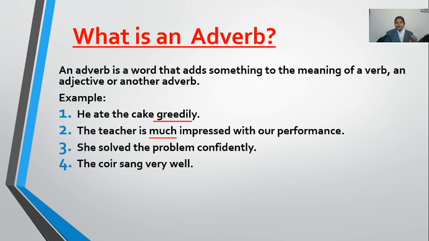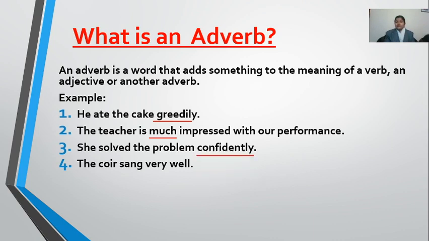Okay, now look at the third sentence. She solved the problem confidently. How has she solved the problem? How it was solved? Confidently. Okay, solved is my verb here, and confidently is telling me more about my action. The action that was done by her, that was done by confidence. She has solved the problem confidently. So confidently is my adverb in this sentence.